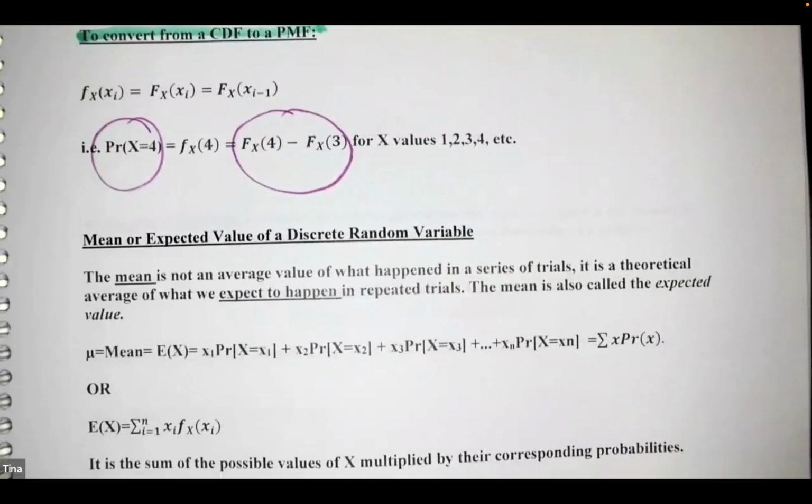Now, what about the mean? Well, the mean of a discrete random variable is not like a mean where, if you have 5 marks and you want to know your average, you add up the 5 marks and divide by 5.